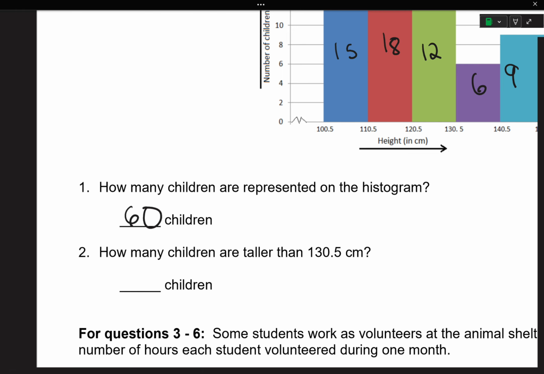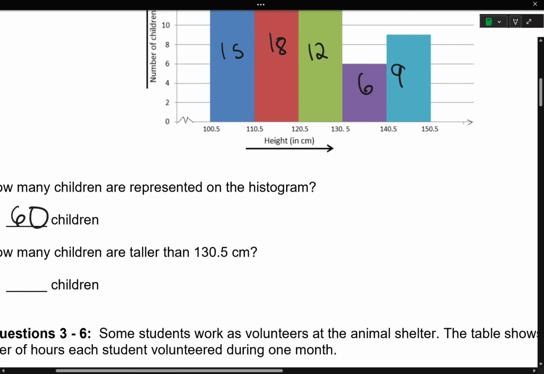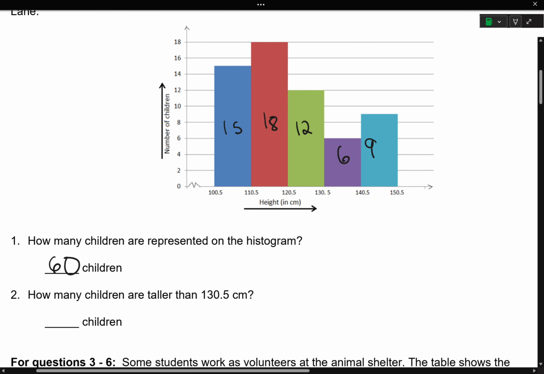Number 2 asks us how many children are taller than 130.5 centimeters. Taller means that our bars are on the right side, so to the right of 130.5, which takes up these two bars of our histogram. I add them together to get 15 children.